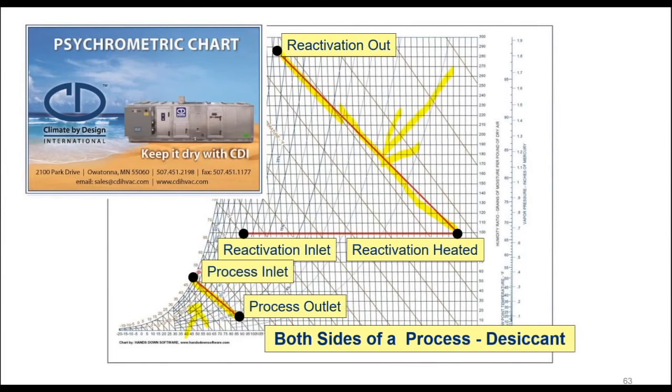Why is this line then 3 times longer? Well, it is because it is 1/3 of the air. If this is 9,000 CFM on the process side, we have roughly 3,000 CFM on the reactivation side. So it is 1/3 of the air. The same amount of energy will give us a line that's 3 times longer on our chart. So you can look at relative volumes.